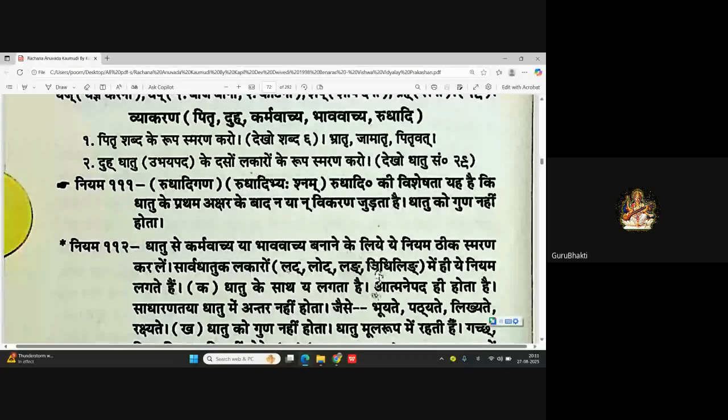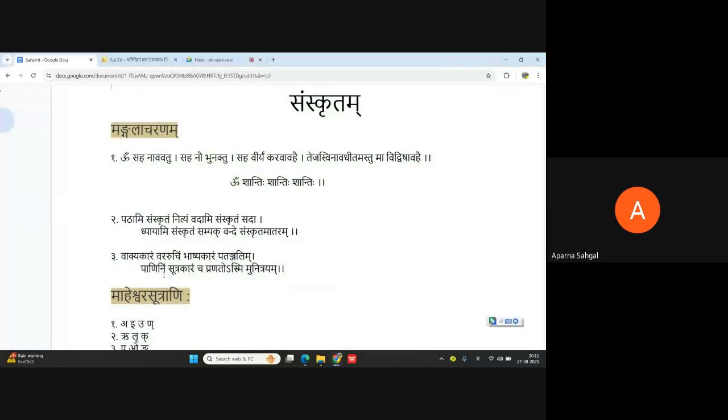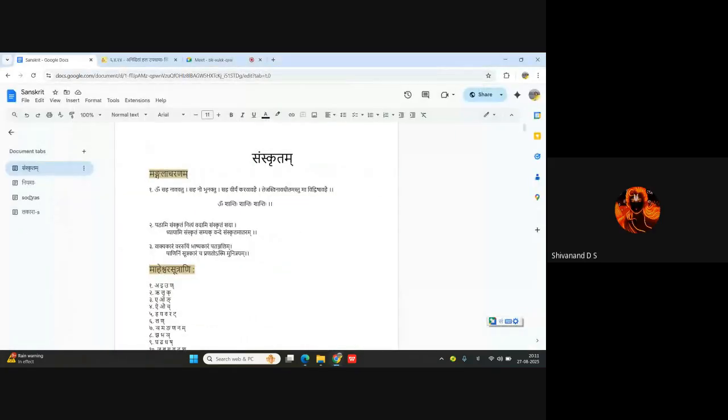So far, how many ganas have we seen? 6, right? What are they? Vadigana, Adadigana, Juhotyadigana, Divadigana, Swadigana, Tudadigana. I forgot Adadigana, the second one is Adadigana.